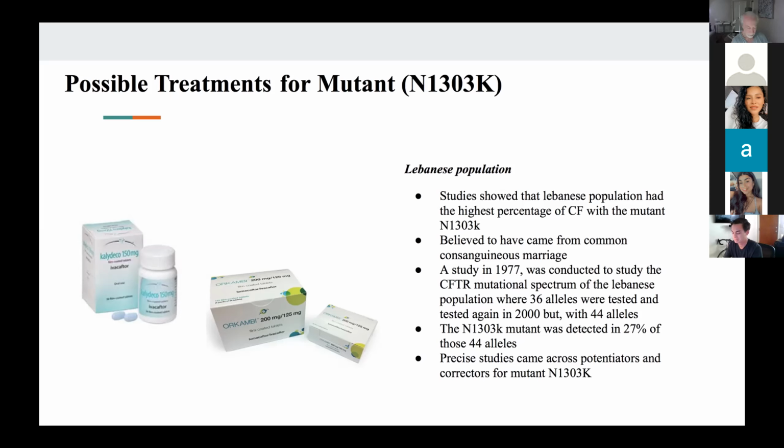So a study in 1977 was conducted to study the CFTR mutational spectrum of the Lebanese population, where 36 alleles were tested, and tested again in the 2000s, but with 44 alleles. And 27% of the 44 alleles were the mutant N1303K. I mentioned this because scientists were able to do studies like splicing, incubating cells, and comparing the mutant to different tests, which is where they came across potentiators and correctors. This is just a little bit about the Lebanese population and its association with the mutant N1303K.